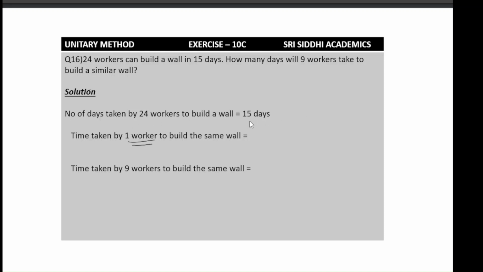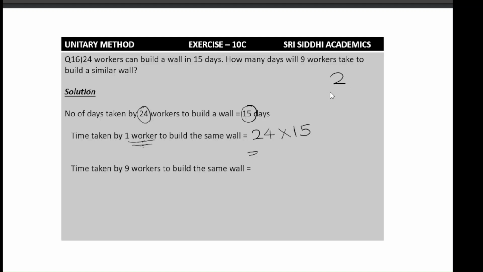24 workers could complete in 15 days. Definitely the wall required a lot of work to build. So one worker definitely will have to do the work of 24 workers that they did in 15 days. Whatever work 24 workers could complete in 15 days, one worker alone will do. So one worker will definitely require a lot more number of days to build the same wall. So here, if I have to find that, I will not divide, I will multiply 24 with 15. Don't make this mistake of dividing here.